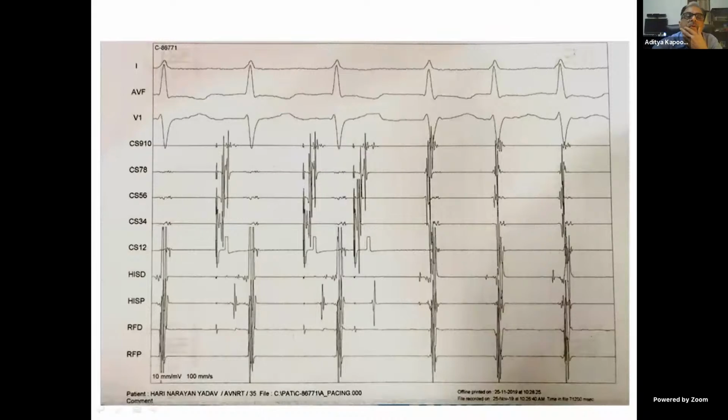Kevor, can you figure out what's happening? So I'll tell you, three pacing spikes: 1, 2, 3. Which chamber is being paced? Sir, atrium is being paced, because earlier it is CS, appearing in the coronary sinus. Yeah, CS is being paced. So there are three pacing spikes. Just follow this A.